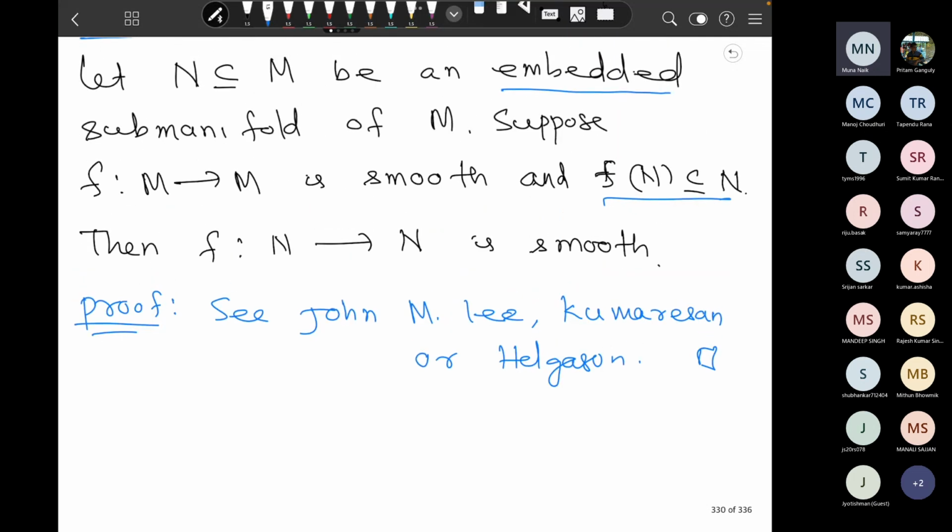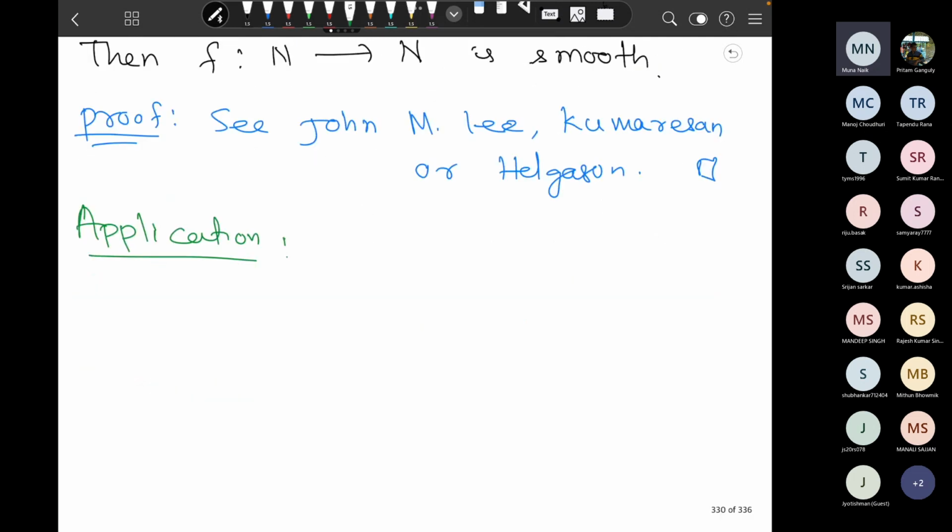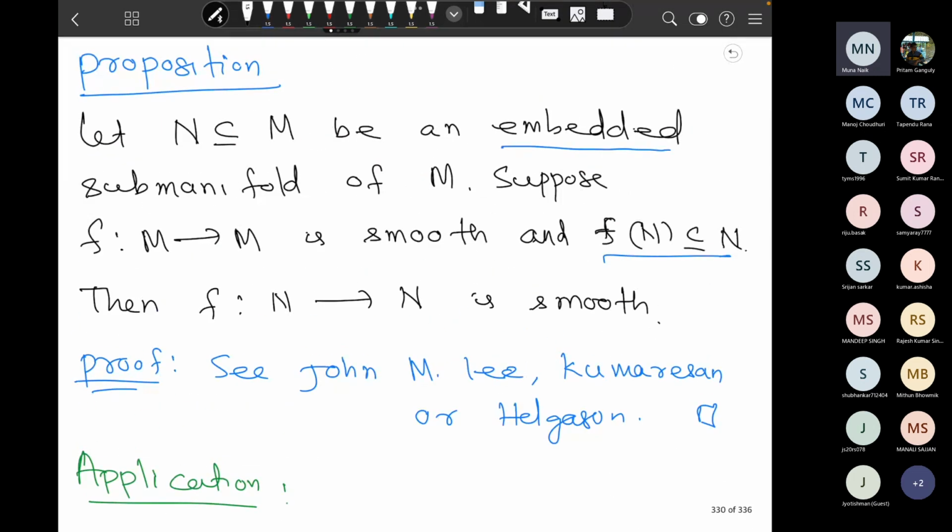In fact, we have used this result. One application, we have used many times this result, but I didn't tell you. Suppose A is an orthogonal matrix. So you know that A will map from S^{n-1} to S^{n-1}. Okay. So how do you conclude that A from S^{n-1} to S^{n-1} is smooth? One concludes that using this above proposition.